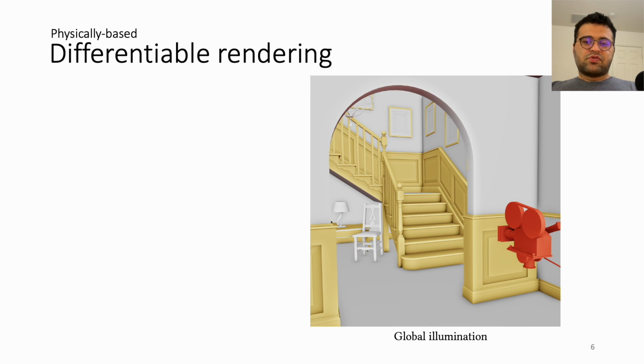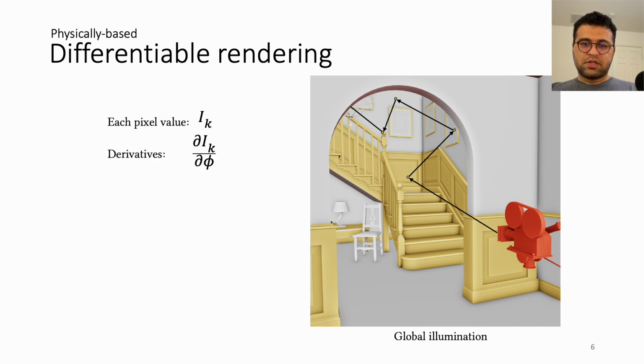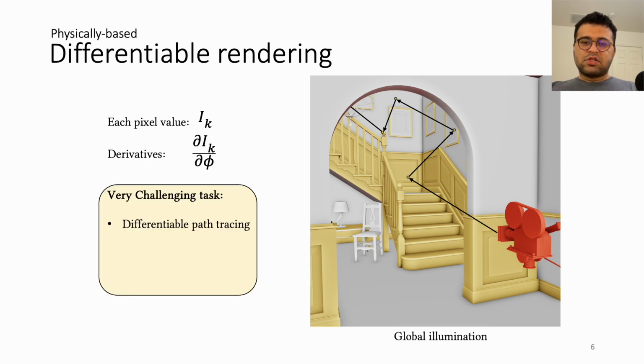In a physically based renderer, in order to compute a pixel value I sub k, we trace rays from the camera for multiple bounces. To compute the derivatives of the pixel with respect to the scene parameters, we also need to differentiate the path. This requires differentiable path tracing, which is typically a very challenging task because it involves tracing millions of rays and differentiation with respect to potentially millions of scene parameters. And also because achieving a correct solution might require tracing long paths involving multiple bounces.